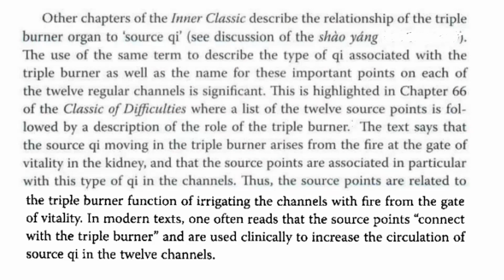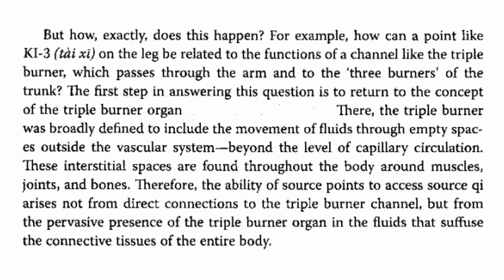In modern texts, one often reads that the source points connect with the triple burner and are used clinically to increase the circulation of source qi in the 12 channels. But how exactly does this happen? For example, how can a point like kidney 3 on the leg be related to the functions of a channel like the triple burner, which passes through the arm and to the three burners of the trunk? The first step in answering this question is to return to the concept of the triple burner organ.